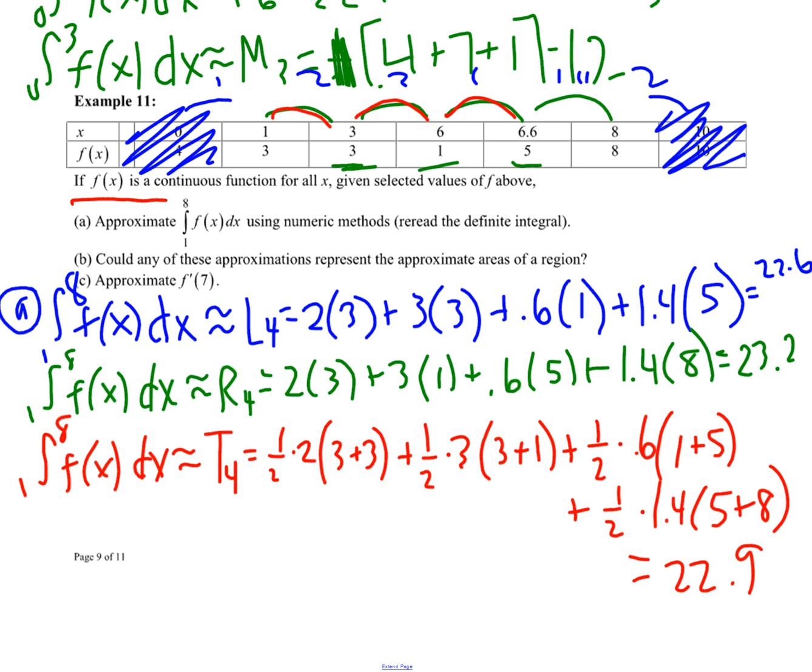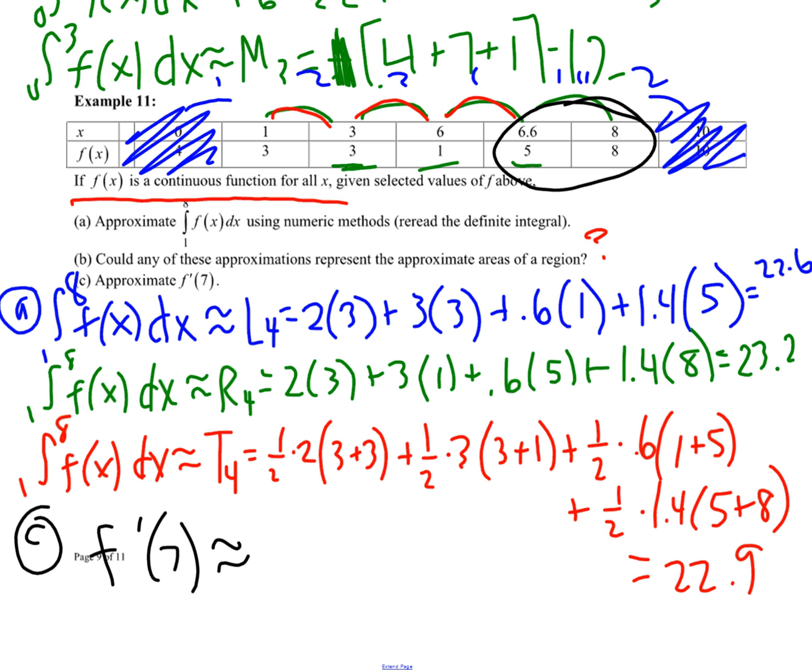Now, we noticed that it said f is a continuous function for all x. Could any of these approximations represent the approximate areas of the region? Honestly, we don't know. We don't know if f is non-negative, so we can't determine if they do represent the area. All right, and then the last part, we're going to approximate f prime of 7. And the only way we can do that is by looking in between those two values. So we're going to have 8 minus 5 over 8 minus 6.6. So I believe that that is 15 over 7.